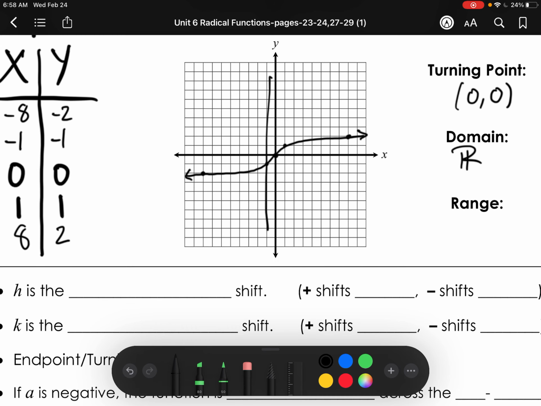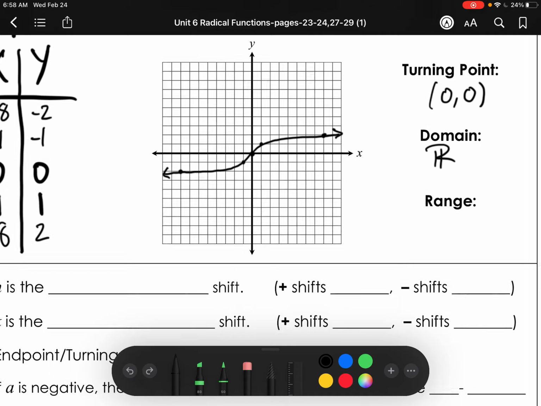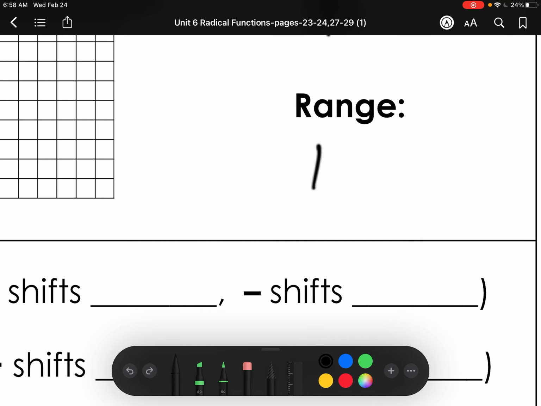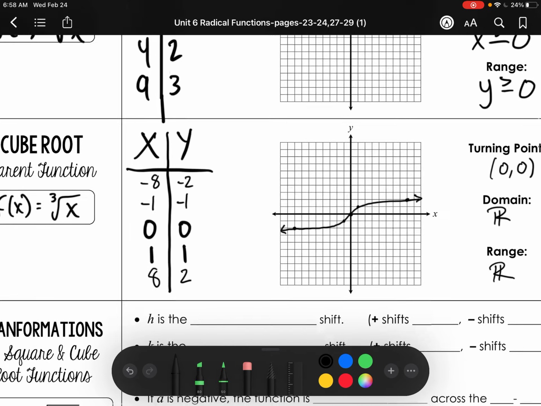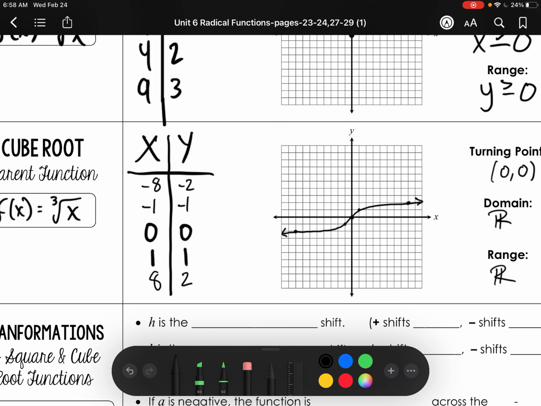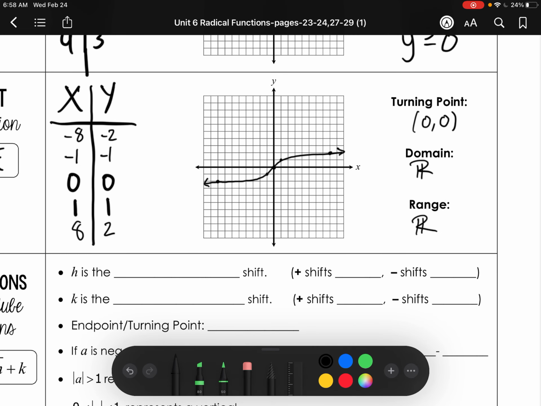And then the range refers to our y values. And this segment of the graph is continuing to increase. So we're going to continue to get higher and higher positive y values. And then this segment of the graph is going towards negative infinity. So we're going to continue to get lower and lower negative numbers, right? So the range will also be all real numbers. Well, if you plug in all numbers into infinity, you would eventually get all real ranges, right?